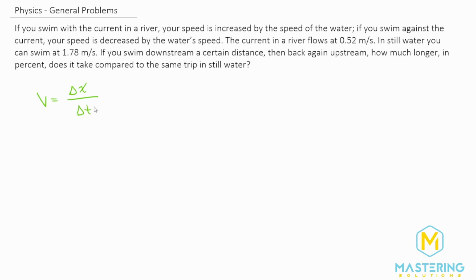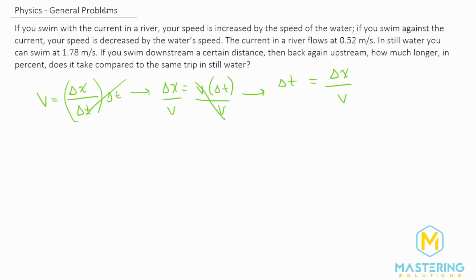In this case, we're talking about the time, so let's isolate that. We're going to multiply both sides of the equation by time. So we have delta x now is equal to velocity times delta t, and then we'll divide both sides of the equation by velocity. So we have the change in time is equal to delta x over the velocity.